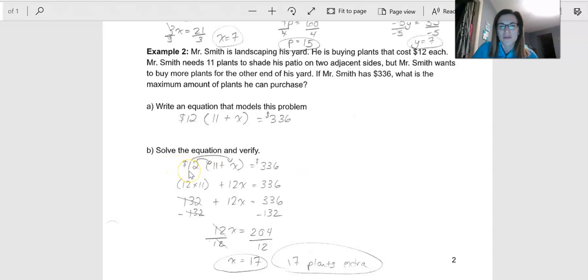So distributive property, right? Multiply it in the brackets. So 12 times 11 plus 12x is equal to 336. 12 times 11 is 132 plus 12x. So to get rid of this, we subtract it to both sides, and we're left with 12x equals 204. Divide 12 to both sides to get 17. So we can actually buy 17 extra plants.